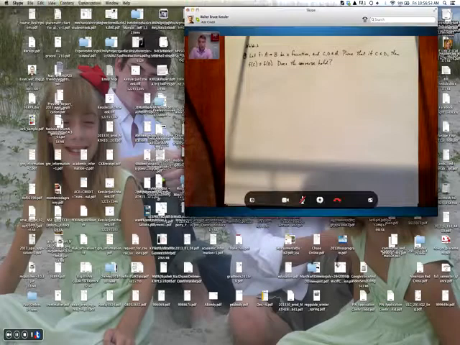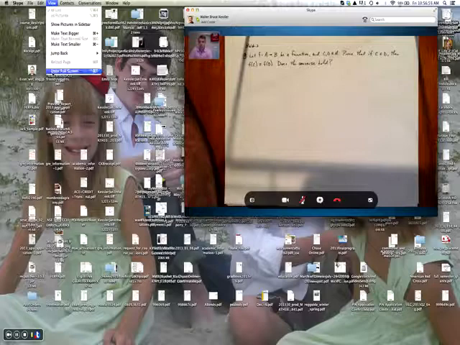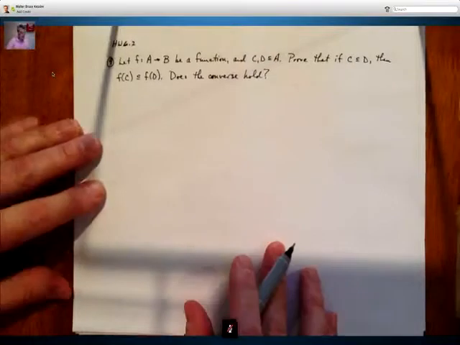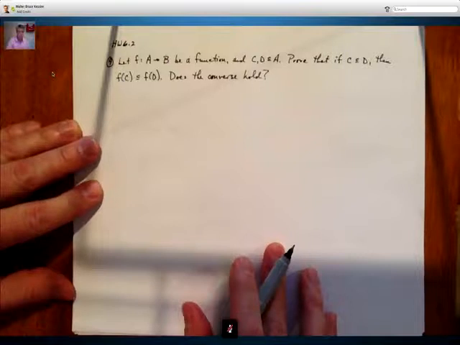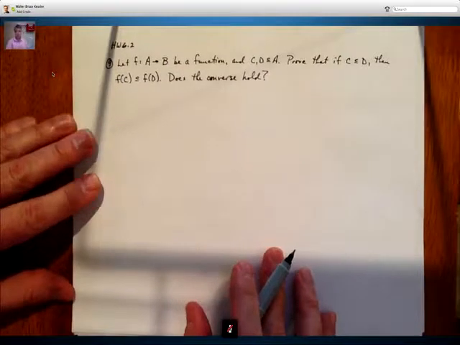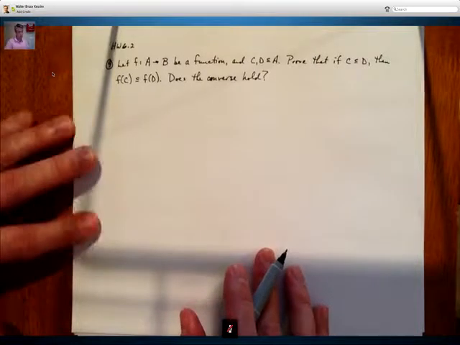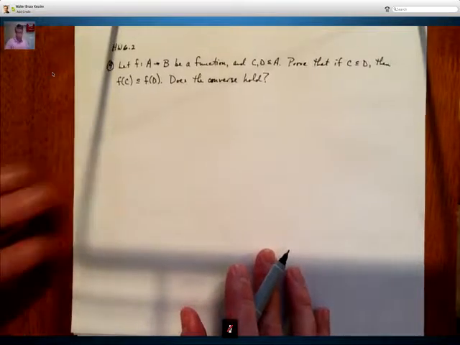Okay, folks, let's knock out these homework problems very quickly here. Let's take the first one here. We've got f as a function from A to B. I've got a couple subsets of A. I want to prove that if C is a subset of D, then f of C is a subset of f of D. And then we'll talk about whether the converse holds or not.